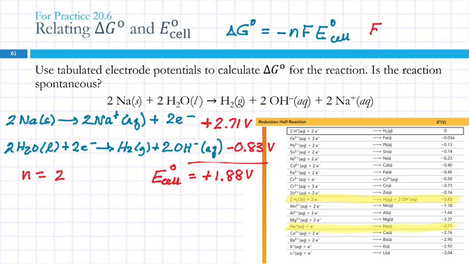and F, see if I remember, 96,485. Such a weird number. So now we have the 3 things that we need. We're going to plug those into the equation.